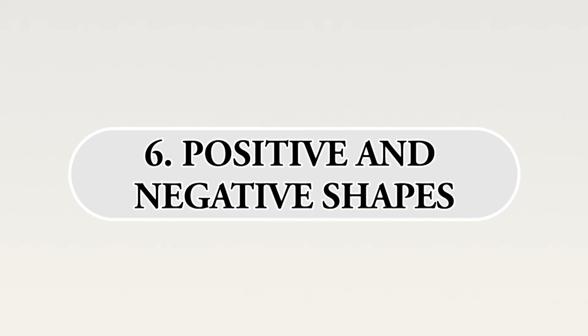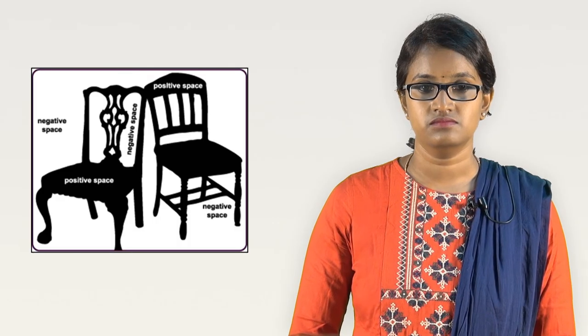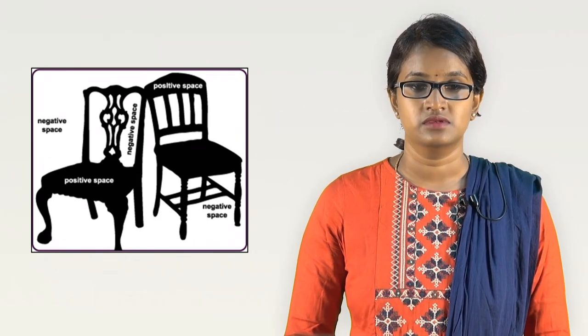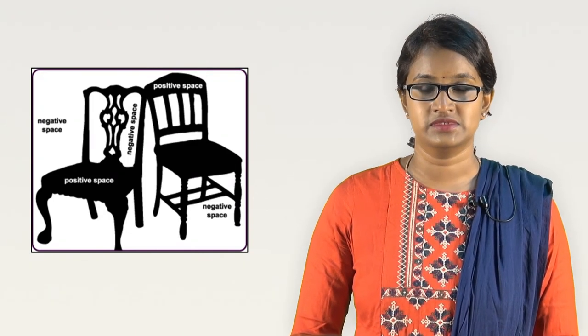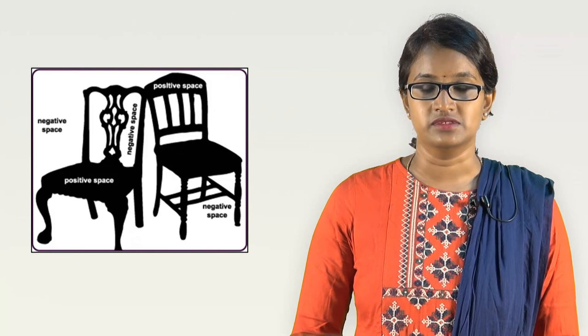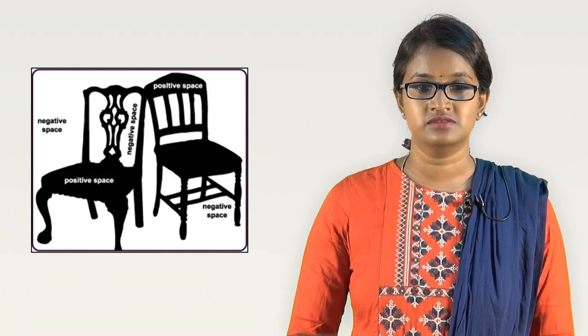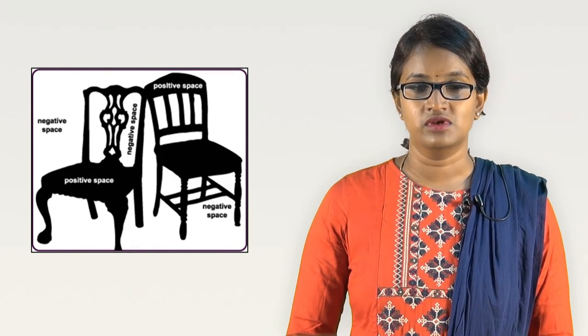Positive and negative shapes. Positive shapes lodge positive space. The background or the area around positive shapes is negative space. A solid piece of sculpture inhabits space and transfers the space around it to come to life.